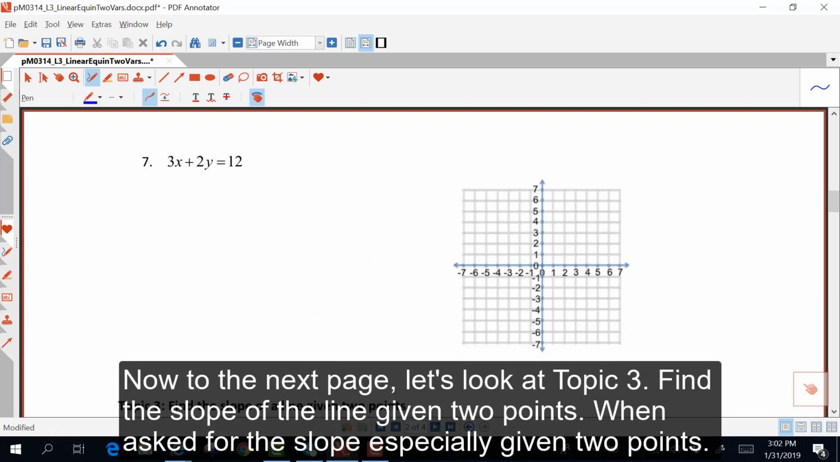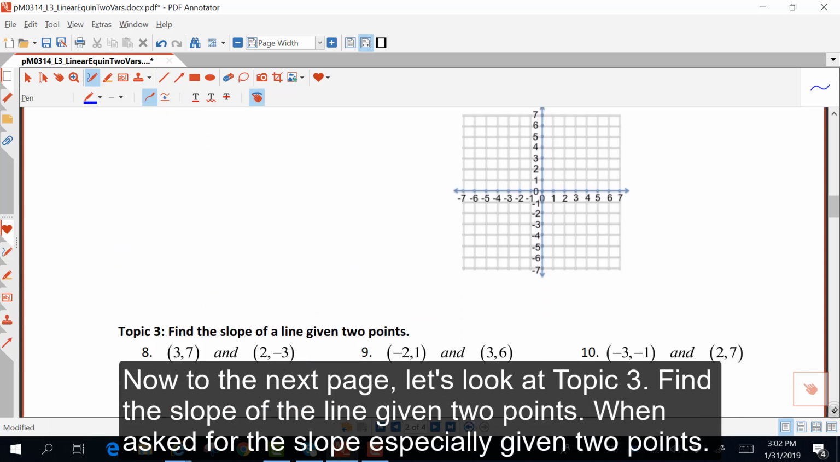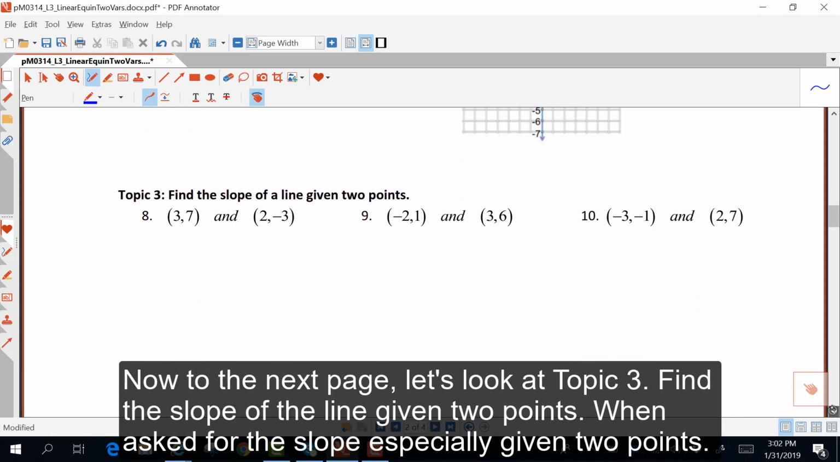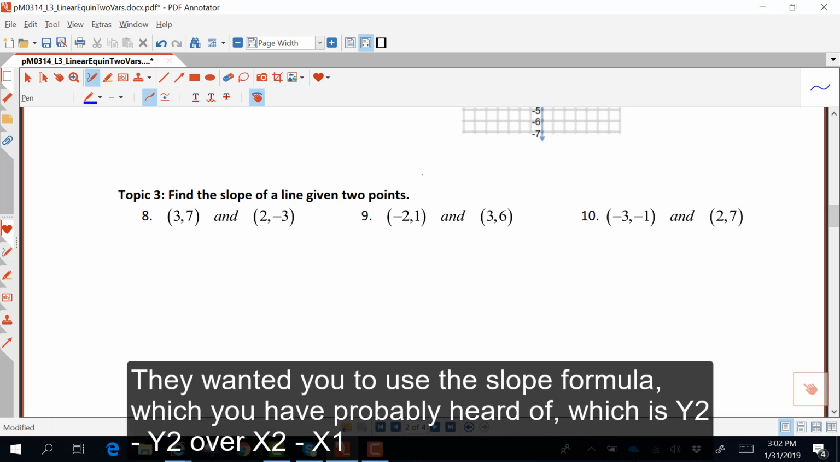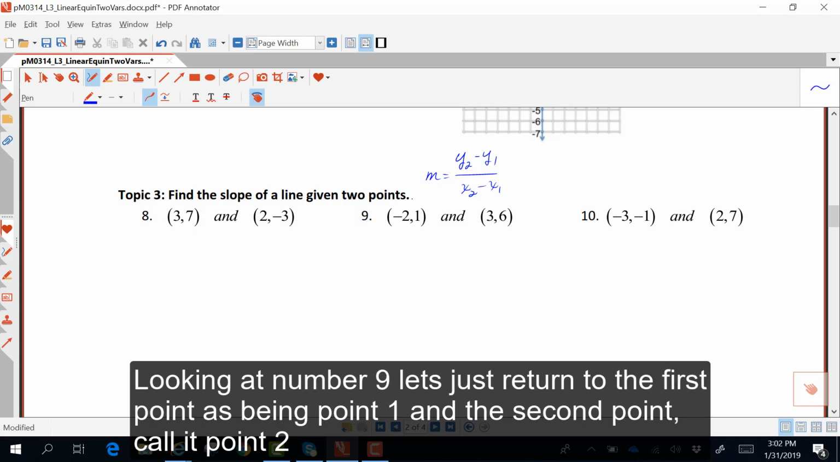Now to the next page, let's look at topic 3. Find the slope of the line given 2 points. When asked for the slope, especially given 2 points, they want you to use the slope formula, which you have probably heard of, which is y2 minus y1 over x2 minus x1. Looking at number 9, let's just return to the first point as being point 1, and the second point we'll call it point 2.